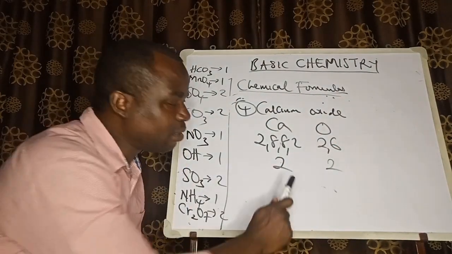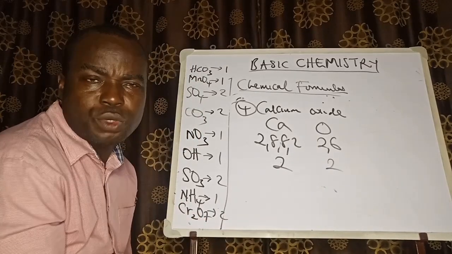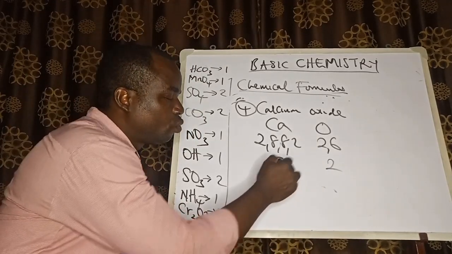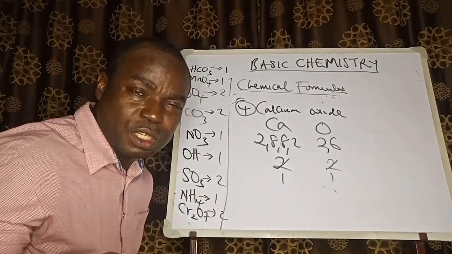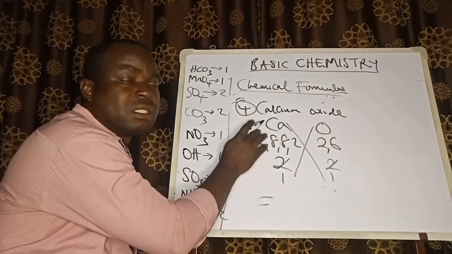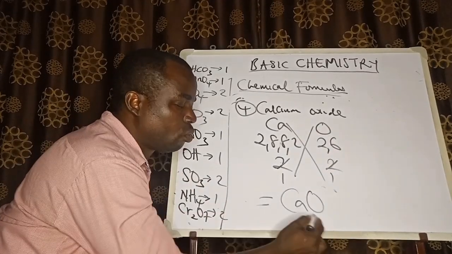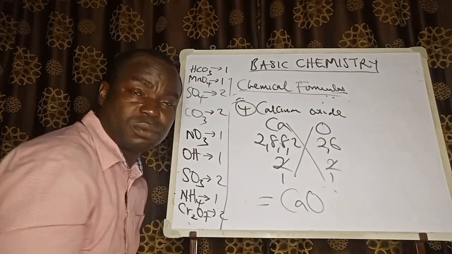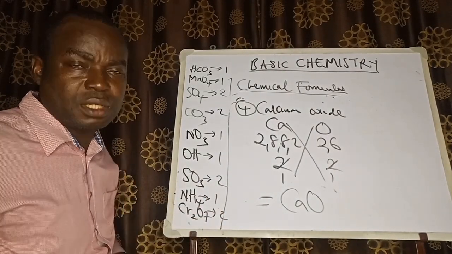Now, watch very well. You will notice that these two numbers can be reduced to the lowest term. How do you do that? 2 here 1, 2 here 1. So reduce them to the lowest term before you exchange them. If you now do like this, we have Ca1 O1. That's CaO. Don't write the 1. 1 is silent. Okay? Now we are building it gradually. The next example.